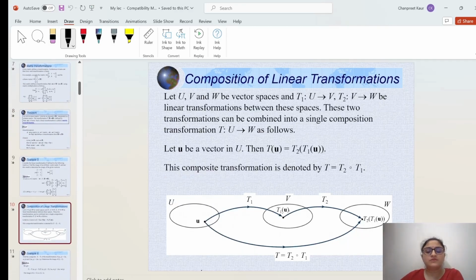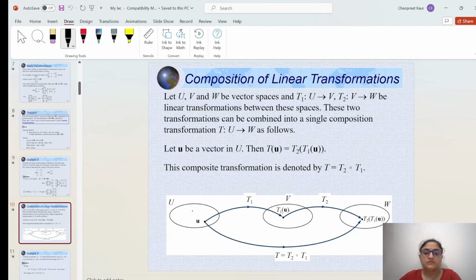Now let's come to the composition of two linear transformations. Suppose I have different transformations with me. Suppose we have U, V, and W as three vector spaces. We have T1 as a mapping from U to V. So T1 is a transformation from U to V, and T2 is a transformation from V to W. These are two linear transformations, and U, V, and W are all vector spaces over a field F. So how do we connect two transformations? How do we combine two transformations? Basically we combine two transformations using the operation of composition.